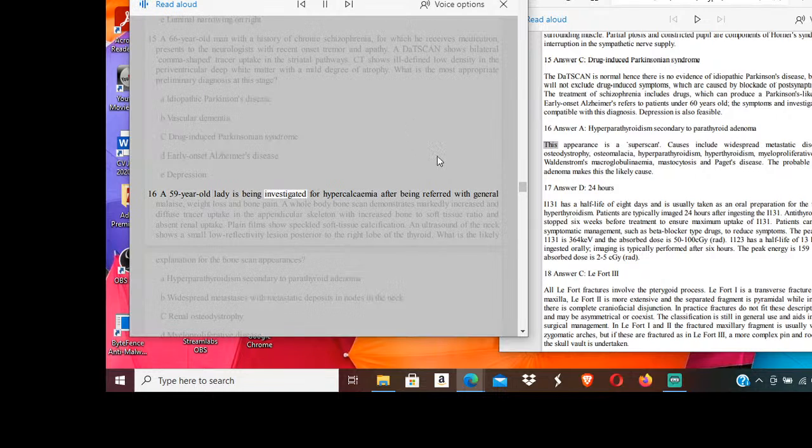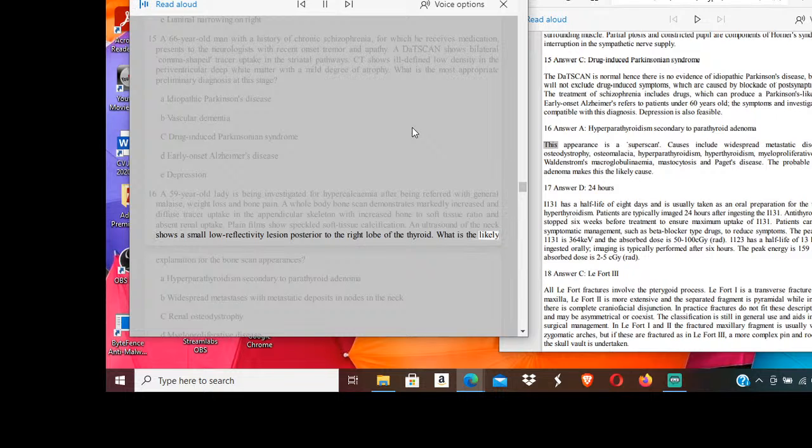A 59-year-old lady is being investigated for hypercalcemia after being referred with general malaise, weight loss and bone pain. A whole body bone scan demonstrates markedly increased and diffuse tracer uptake in the appendicular skeleton with increased bone to soft tissue ratio and absent renal uptake. Plain films show speckled soft tissue calcification. An ultrasound of the neck shows a small low reflectivity lesion posterior to the right lobe of the thyroid.